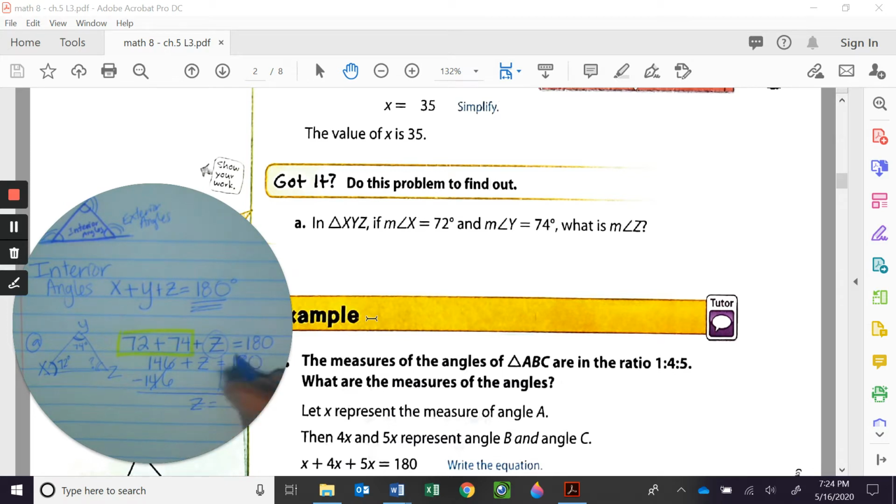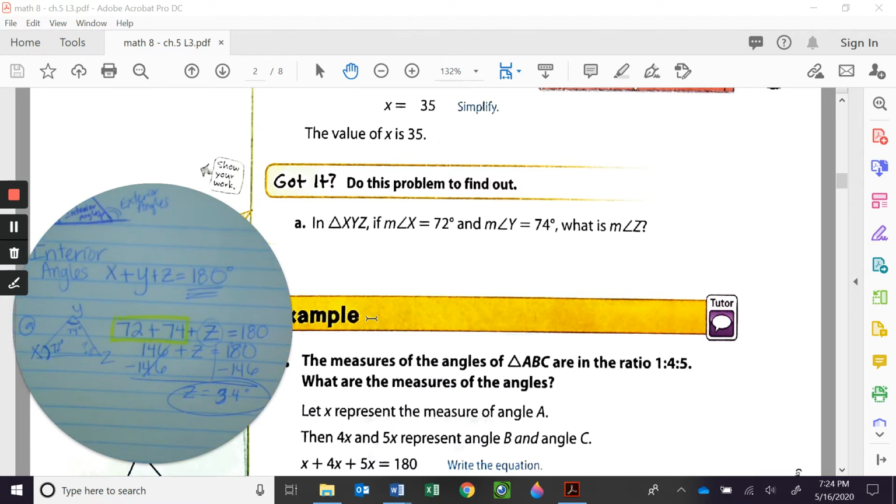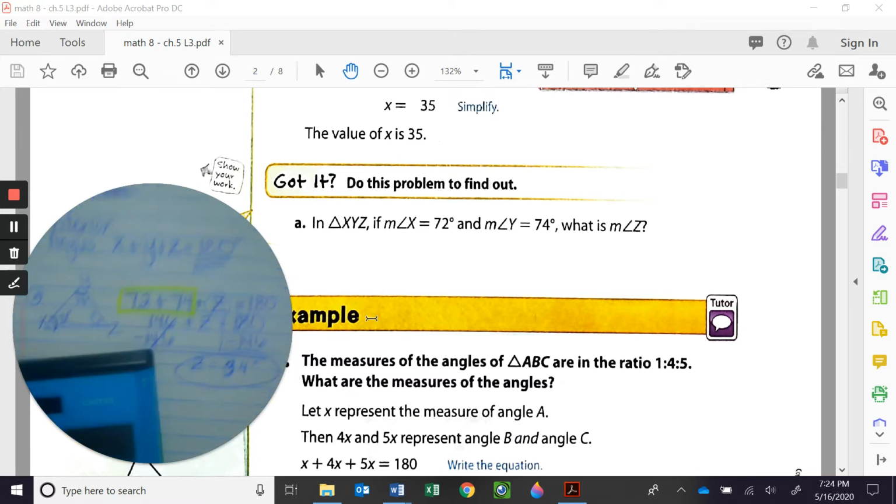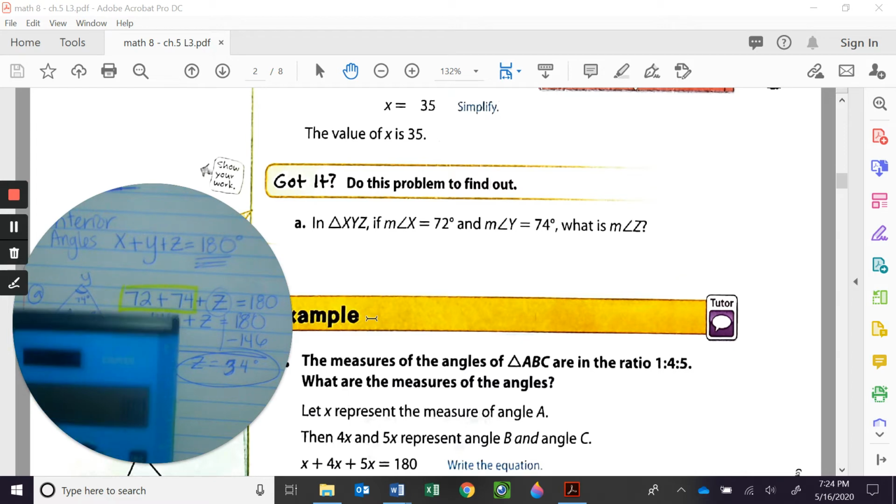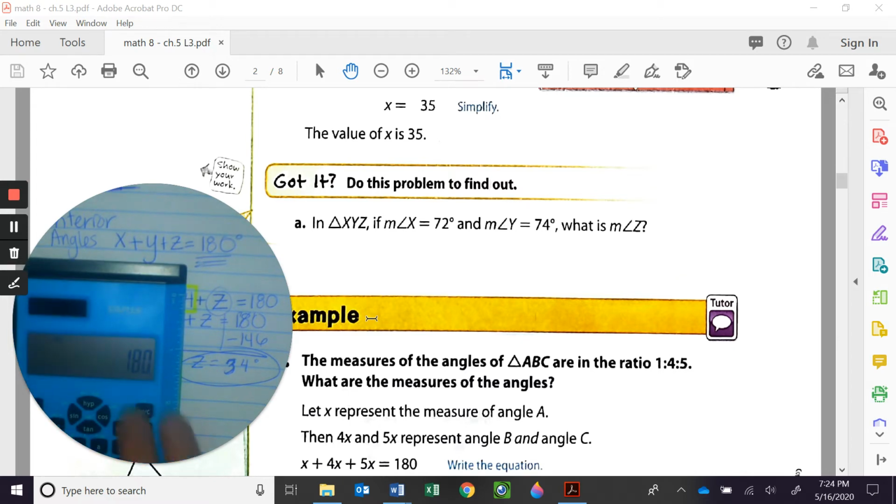And we get 34 degrees. Now, if you do not want to do the math like that, use your calculator. There's nothing wrong with it. But we find that our missing angle is 34 degrees. And if we were to just double check, right, 72 plus 74 plus 34, oops, you missed that, but that's all right, equals 180.